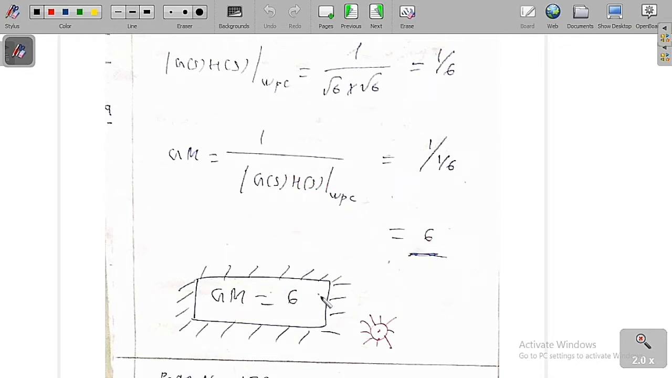The gain margin formula is gain margin equals 1 by mod of G(s)H(s) at omega pc, where omega pc is the frequency at which the phase angle of G(s)H(s) is equal to minus 180 degrees. So like this we are going to solve this question. The answer is 6. The gain margin equal to 6 is the correct solution of this question.